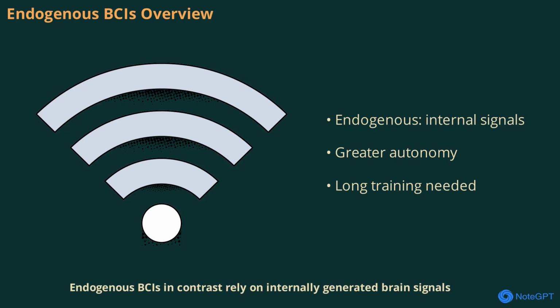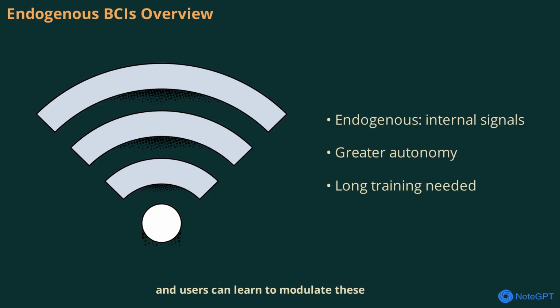Endogenous BCIs, in contrast, rely on internally generated brain signals, independent of external stimulation. For example, slow cortical potentials reflect shifts in cortical excitability, and users can learn to modulate these signals to control a cursor or select options. Endogenous BCIs offer greater autonomy and are not constrained by predefined stimuli, but they require long training periods and success rates can vary widely between individuals.